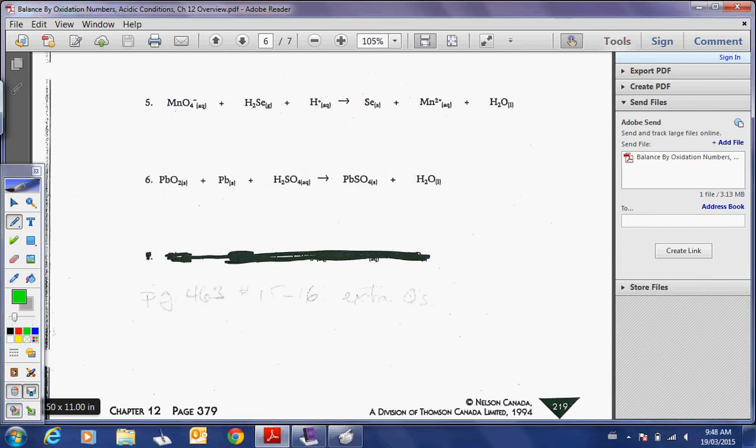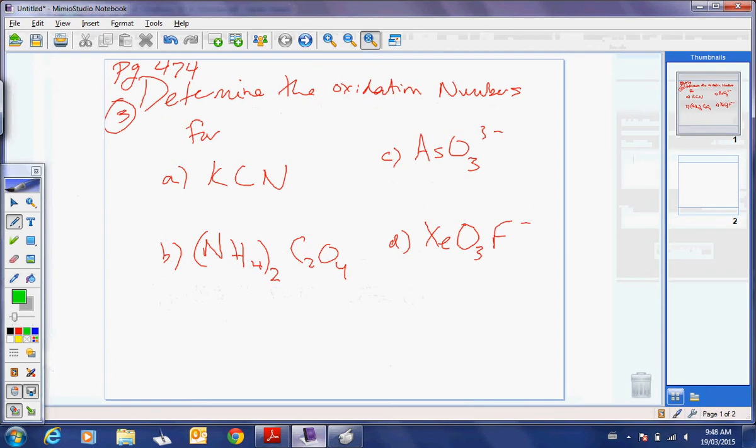Okay, so I've also got on this board some oxidation numbers. This is in your textbook, at the end of chapter 12 questions, on page 474. We're just going to do these ones here. This is off of question 3. It's not A, B, C, D, it's A, G, F, something or other. But I picked these 4 because they're a bit harder.